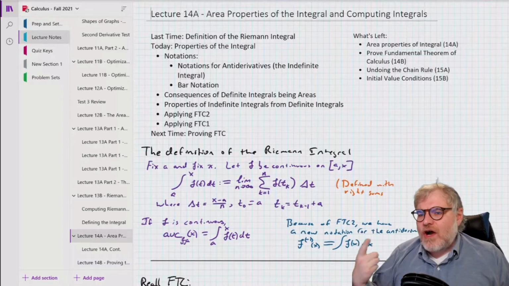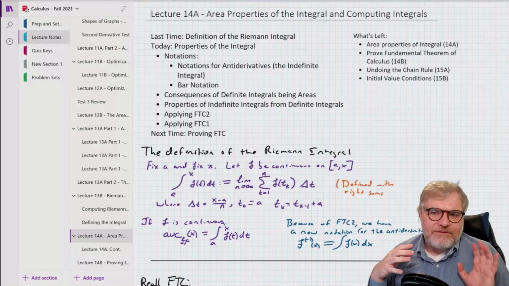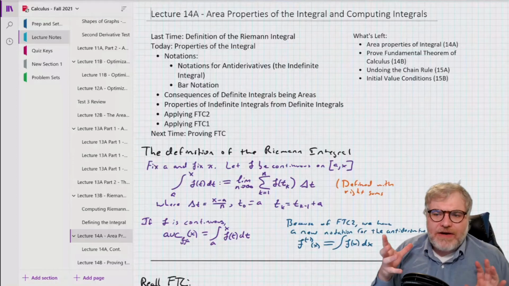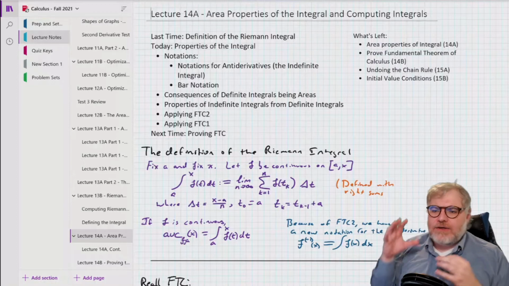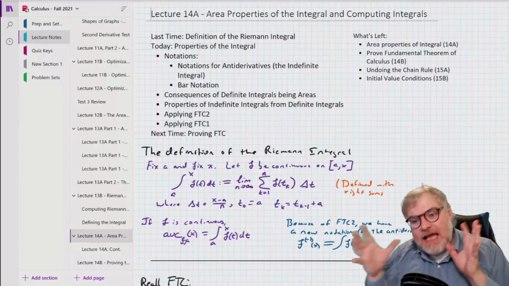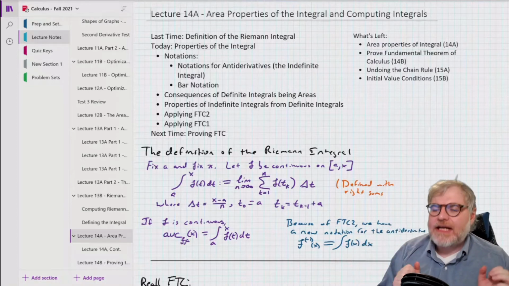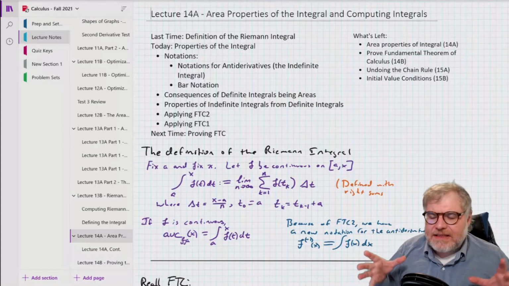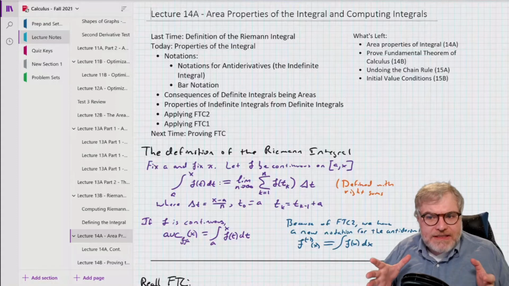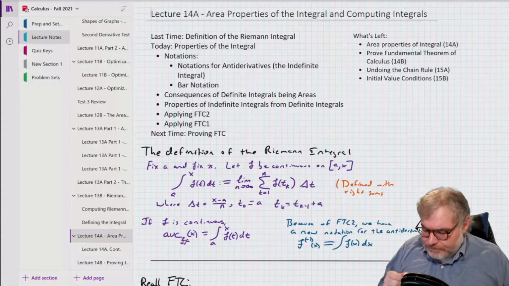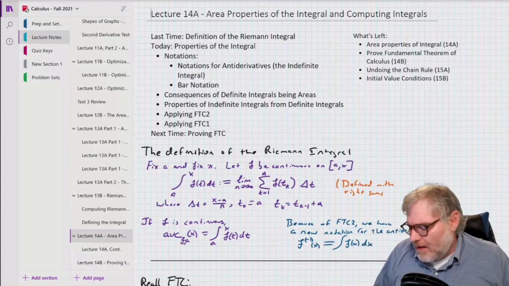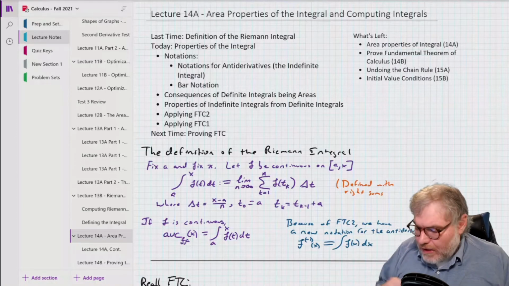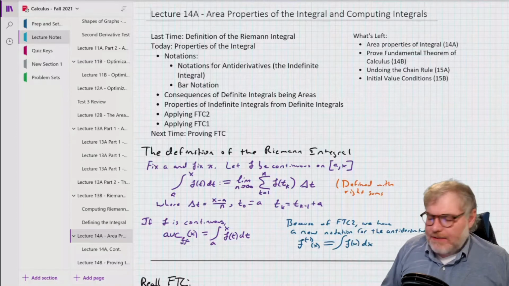And then we're going to talk about the consequences of the integral being area. Remember, this is the area under the curve, and the emphasis is on area. Signed area, yes, right? You can have negative area. But the point is, because it's area, there are a whole bunch of properties of the integral that we can talk about, which come from the fact that it's area.